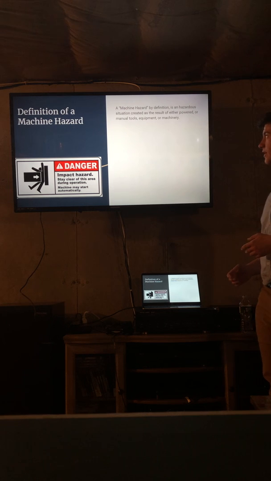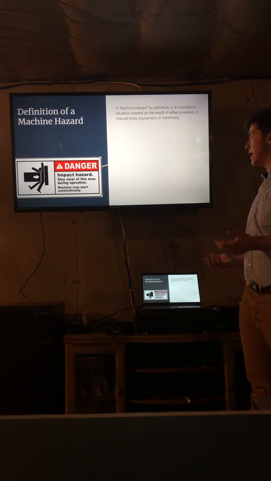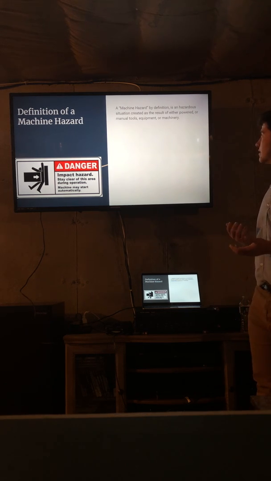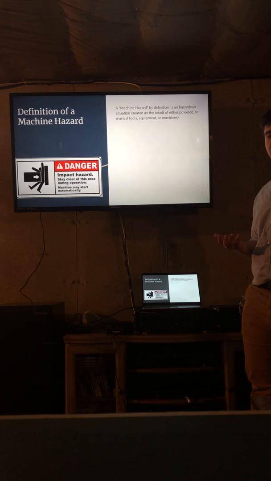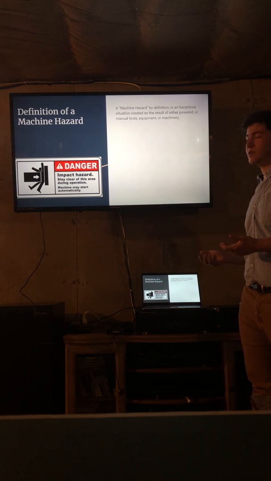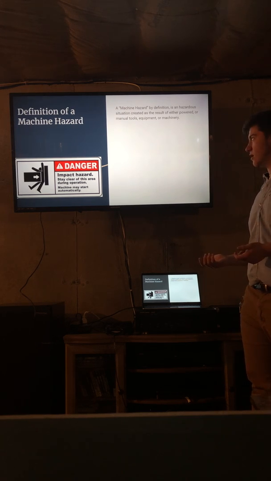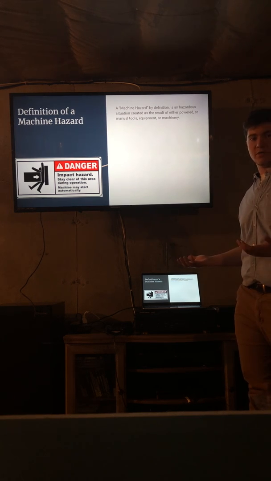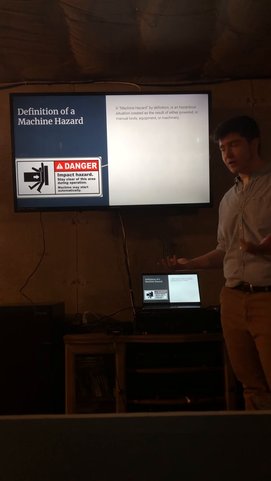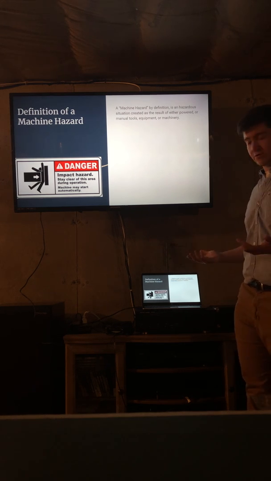Our second and final definition is a machine hazard. A machine hazard, by definition, is a hazardous situation created by the result of either powered or manual tools, equipment, or machinery. So it doesn't necessarily have to be something plugged in. Nowadays, it's more likely and more apt to be an energized tool, but even manual tools such as the knives that we're creating for our class project can present a machine hazard.